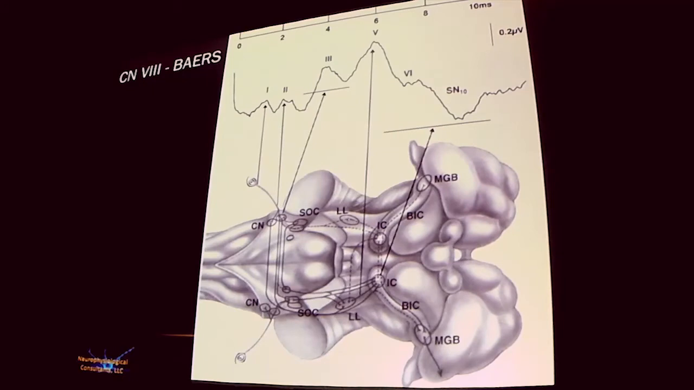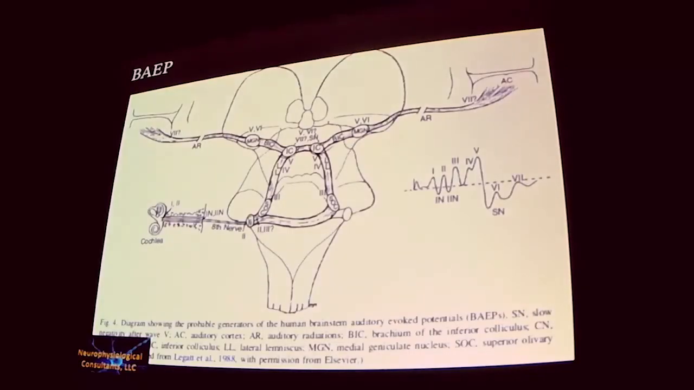Wave 6 and 7, they don't know where they're generated, above the inferior colliculus, maybe in the thalamus, maybe in higher auditory pathways. They're not really sure. We don't really monitor for wave 6 or 7. Really 1, 3, and 5 are most important intraoperatively. This shows it again.